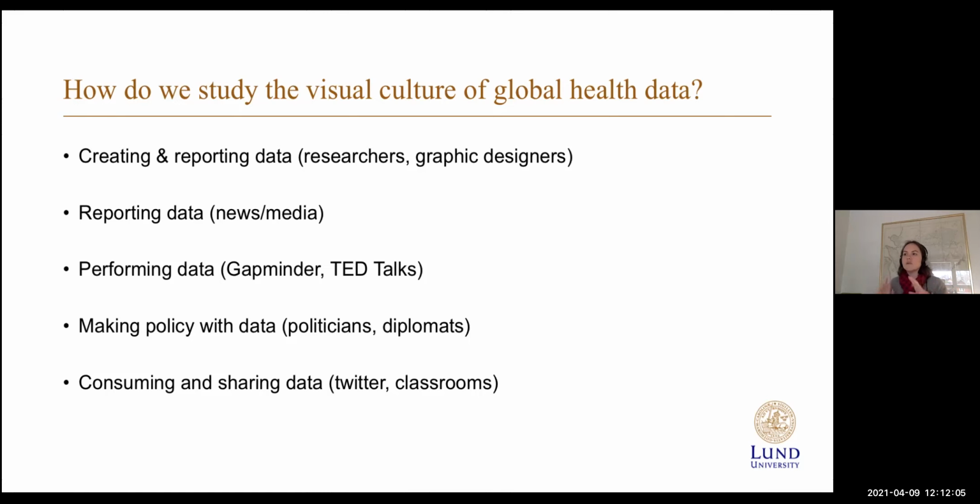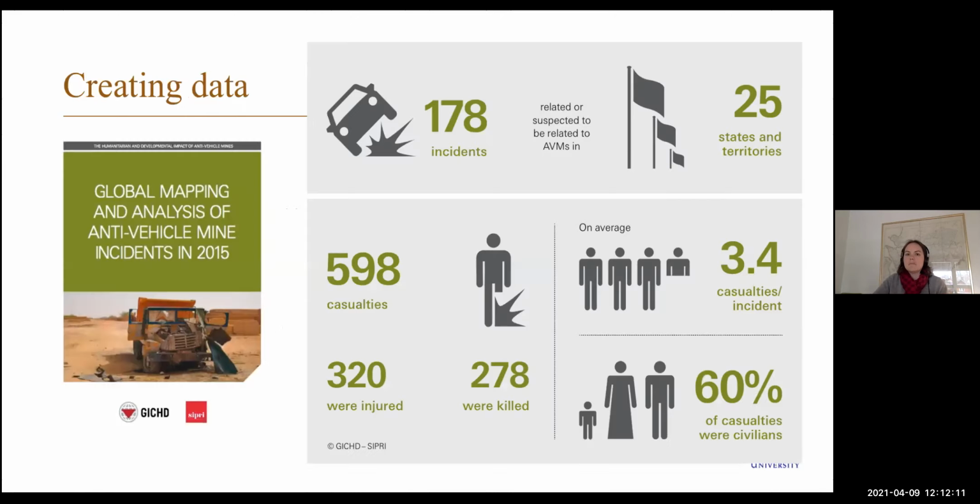So I'll give you a couple more non-AMR examples before we move on. This is a project I did a couple of years ago, and we were looking at the global mapping and analysis of anti-vehicle mine incidents. Many people are familiar with anti-personnel mines, but we were looking at anti-vehicle mines. And the difference generally has to do with weighting. So an anti-personnel mine is set to go off if a person steps on it.